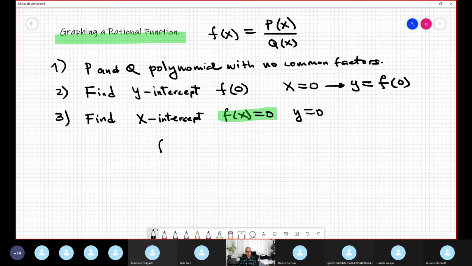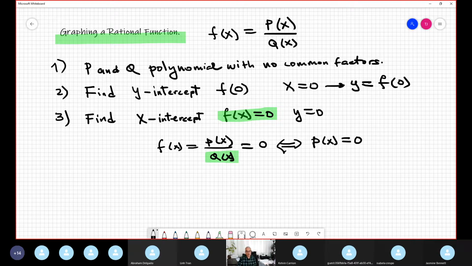This equation is f of x, which is p of x divided by q of x. When you enforce it equal to 0, I don't care about that part. That part is completely irrelevant. Because to be 0, the only condition that we need is that the top part, this is equivalent to say, P of X equal to 0.